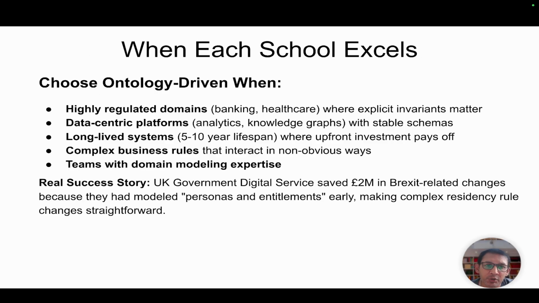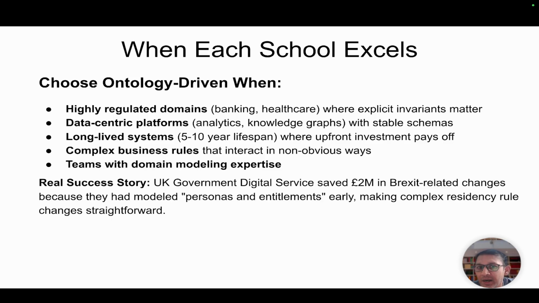Understanding when to choose each approach is perhaps the most important skill you can develop. Let me give you clear decision criteria based on real project characteristics. Choose ontology driven design when you're working in highly regulated domains like banking or healthcare, where explicit invariants and rules matter enormously. These domains have well established concepts that change slowly, and the cost of getting them wrong is extremely high.